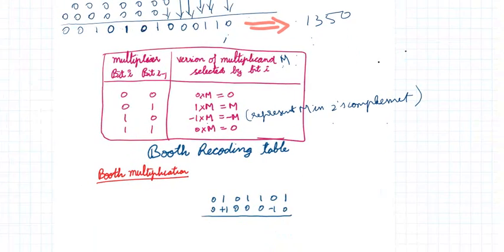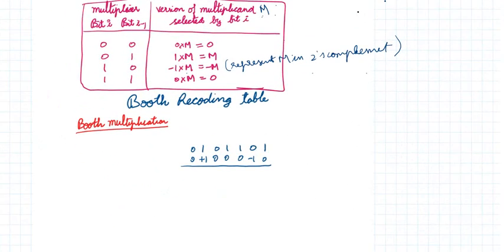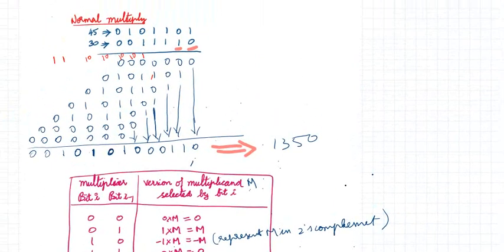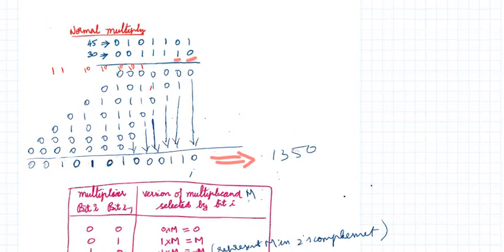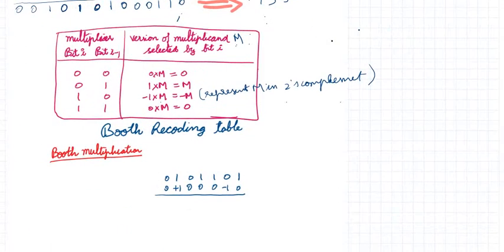Now you will do the same example using Booth multiplier. What is the number we have taken? We have taken 45 multiplied with 30. So 45, I am using the same. This is my 45. What is 30? The number 30 is 001110. This is number 30.